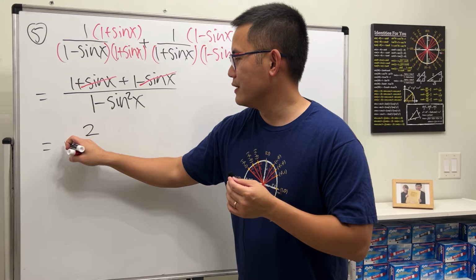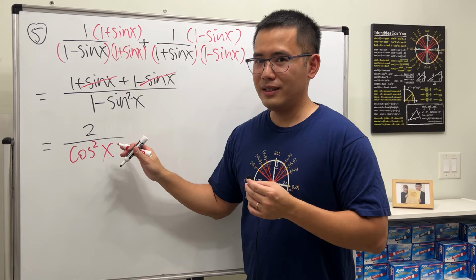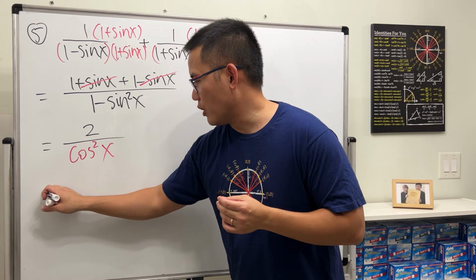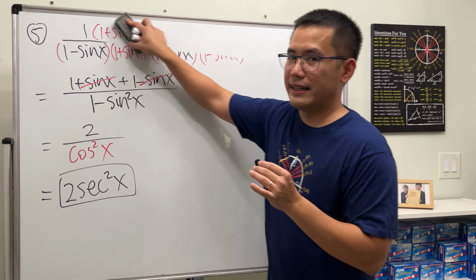On the bottom, what's this? That is, again, cosine squared x. Are we done? Almost. 1 over cosine is secant, and that's a squared version. So all in all, let's write this as 2 secant squared x, like that. Done. Seriously, these questions are not so bad if you are willing to practice them.